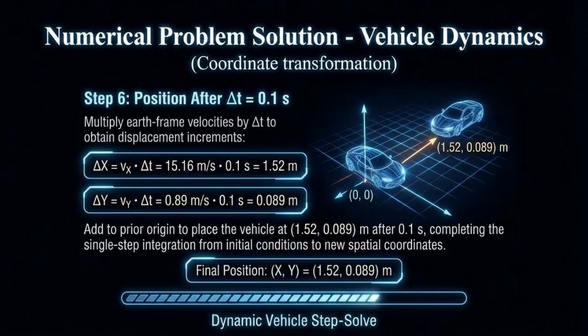This transformation projects the vehicle's motion into the global Earth frame, which is required to compute the vehicle path and trajectory. To update the vehicle position, we multiply the Earth frame velocities by the time step, which is 0.1 second, giving a displacement of 1.52 meters along the X direction and 0.089 meters along the Y direction. These displacement increments are added to the initial position at the global origin. After 0.1 seconds, the vehicle is now located at X equals 1.52 meters and Y equals 0.089 meters. This completes one full integration step from initial conditions to updated spatial coordinates.